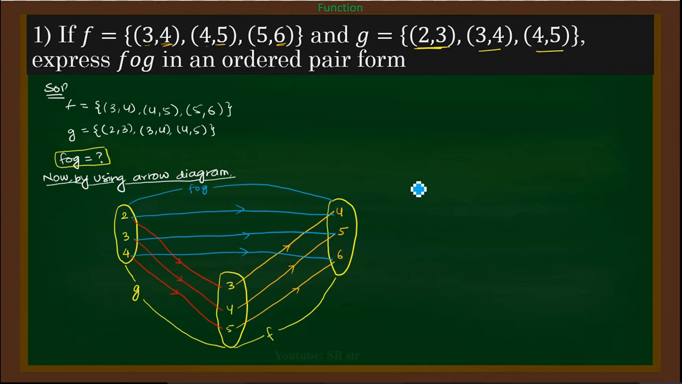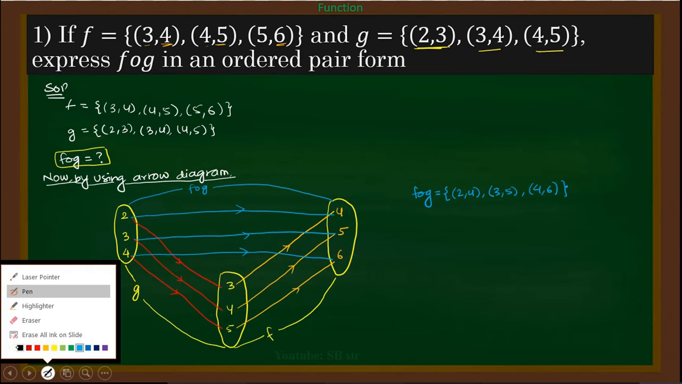And at last, write the ordered pairs also. F composite G is equal to the ordered pairs of F composite G. These are 2, 4, 3, 5, and 4, 6. Okay, this is one way to solve this.